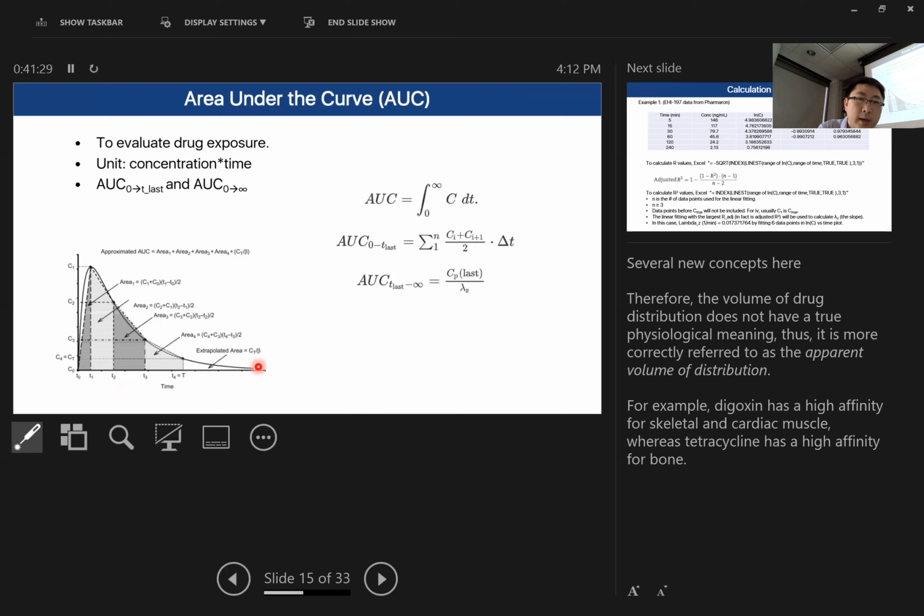They call this AUC from time 0 to the last data point, and that's how you calculate it using these geometric calculations. But for the last, from T last to infinity, what you do is use the last concentration divided by the elimination rate constant, lambda z. I haven't figured out exactly why they do that, but just remember that.